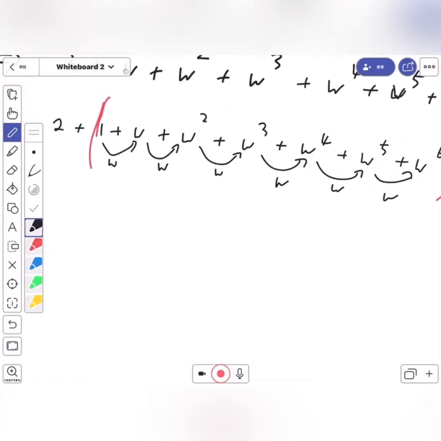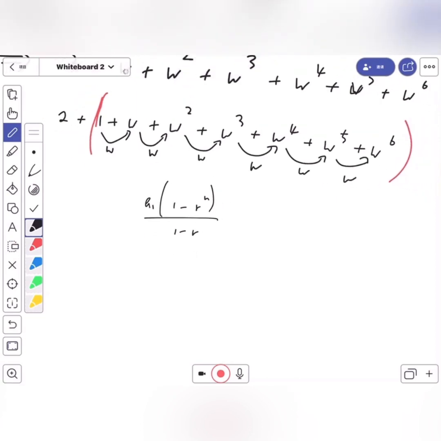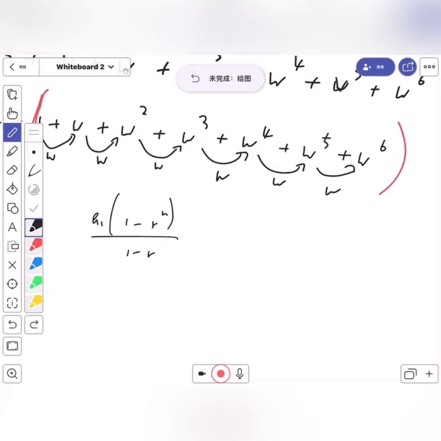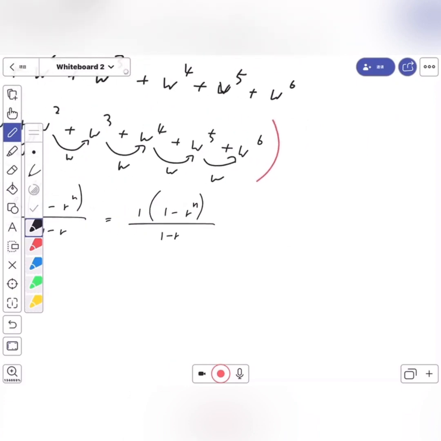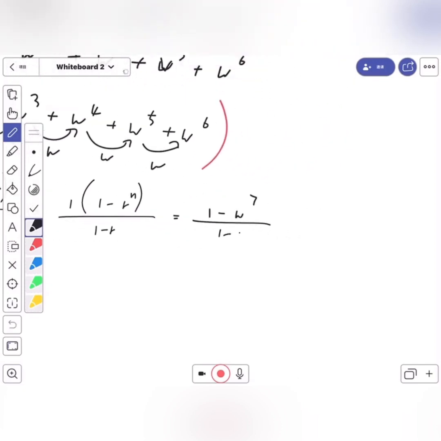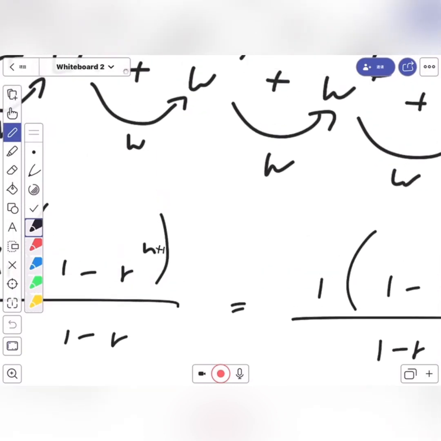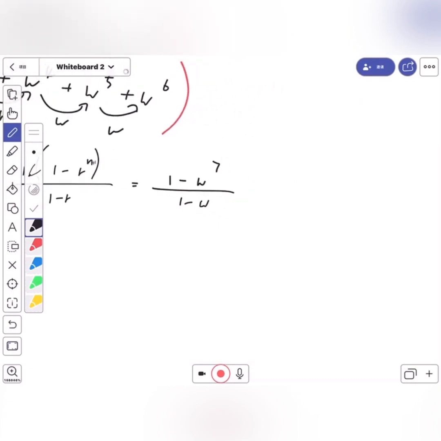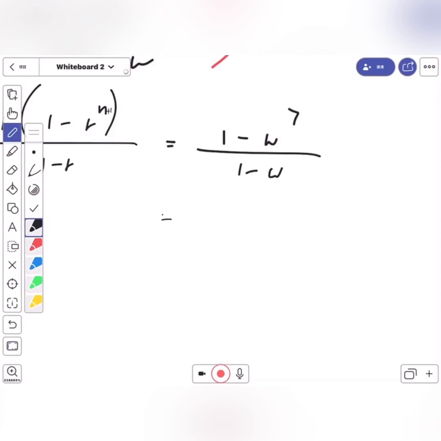And we know that for any geometric series, the formula is going to be a1 times 1 minus r to the n over 1 minus r. Right? And plug in everything. A sub 1 is equal to 1 times 1 minus r to the n over 1 minus r. And here we basically have r equal to omega instead. So 1 minus omega to the n plus 1, excuse me, so 1 minus omega to the 7 over 1 minus omega. And this becomes omega to the 7 minus 1 over omega minus 1.